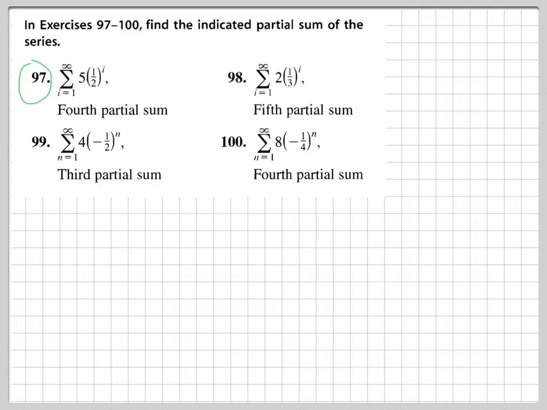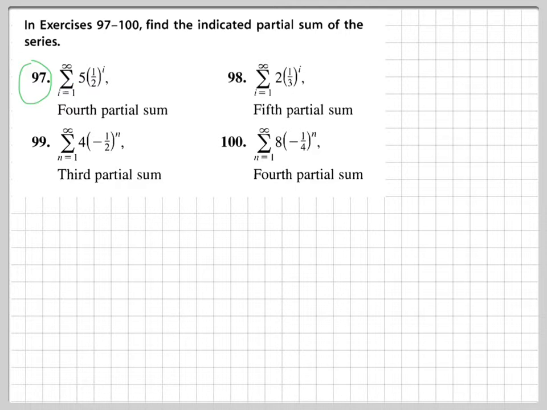Finding the partial sum. Now, all of these are infinite sums. You can see the infinity signs on the top. That just means you would add these guys forever. So this is sigma. If you haven't seen sigma before, this is a function that says you're going to add all the terms you get from the rule inside of it.